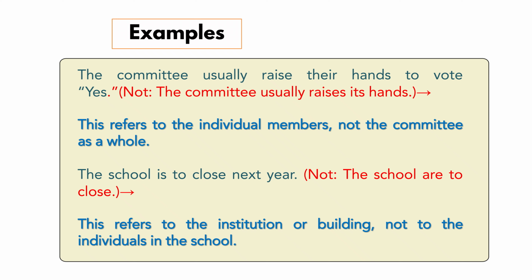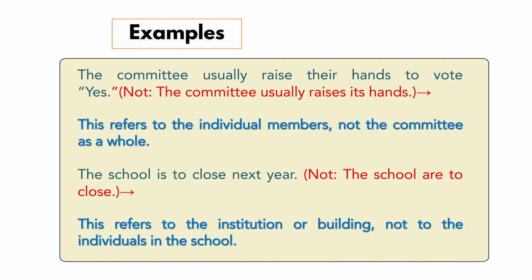All right, here are some examples. The committee usually raise their hands to vote. Yes, not "the committee usually raises its hands," sorry. Why? Because this refers to the individual members, not the committee as a whole. So we're referring to the committee members all raising their hands to vote yes or no. We can't say the committee usually raises because we're talking about the individuals of the committee.